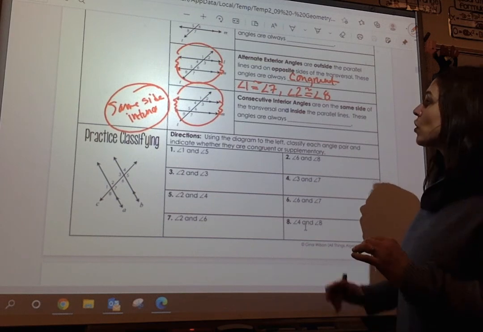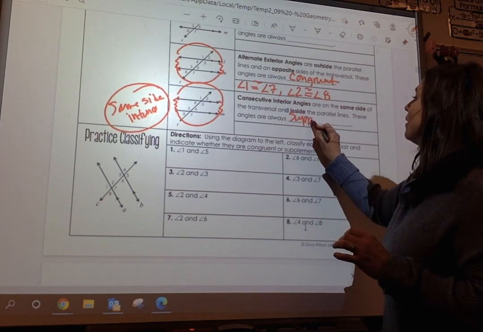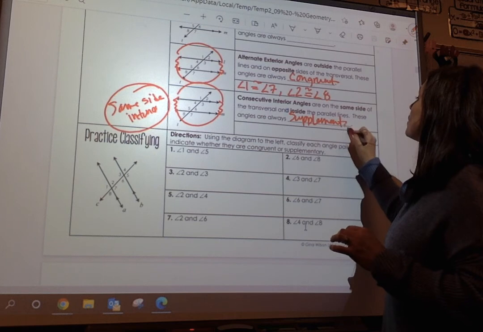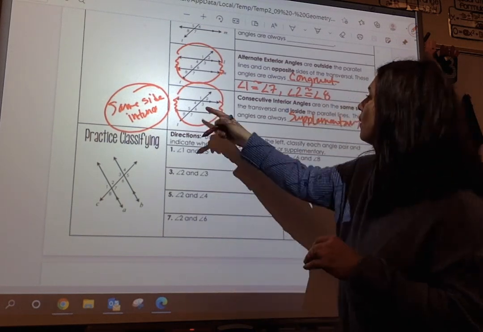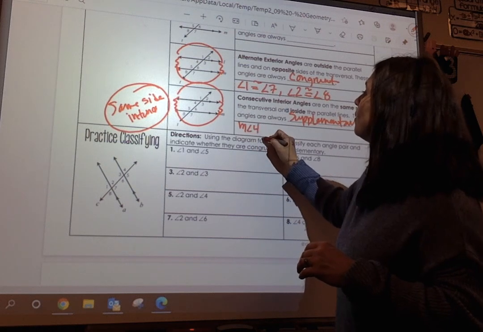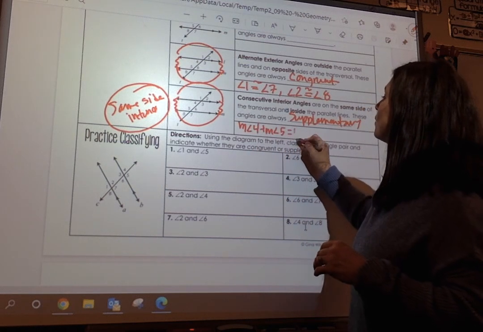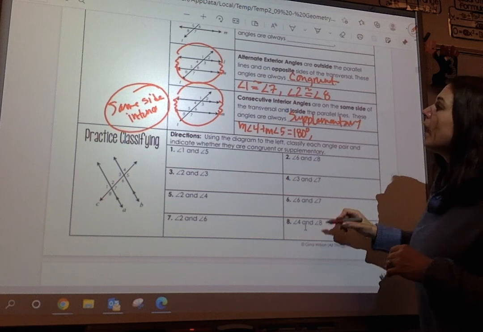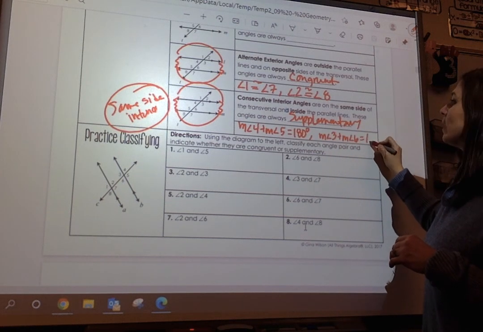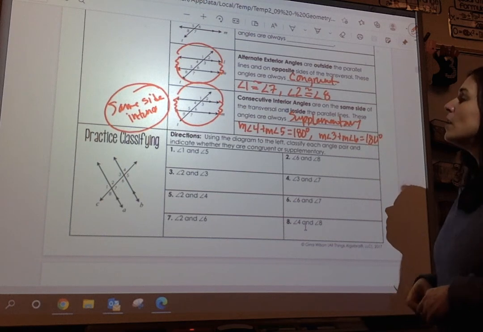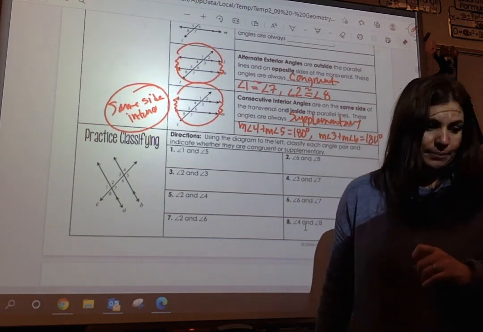And these angles are always supplementary. And we know supplementary angles add up to 180 degrees. So watch my statement here. It's the measure of angle 4 plus the measure of angle 5 equals 180 degrees. I can say the measurement of angle 3 plus the measurement of angle 6 is all equal to 180 degrees. So that's the statement there, okay?